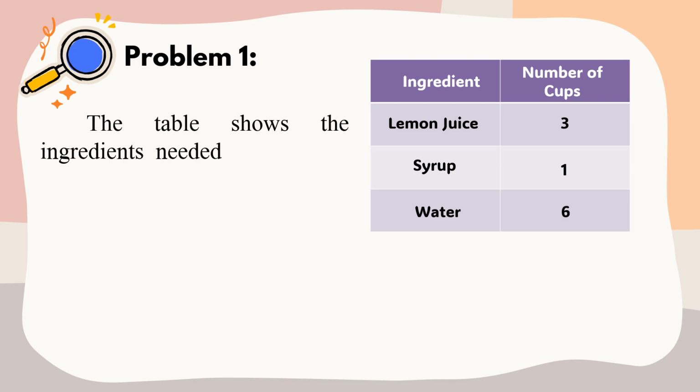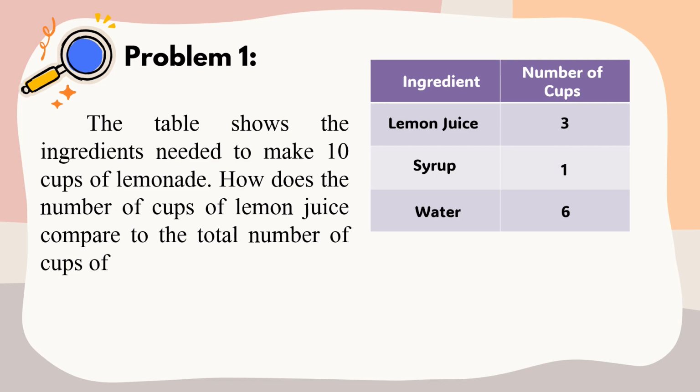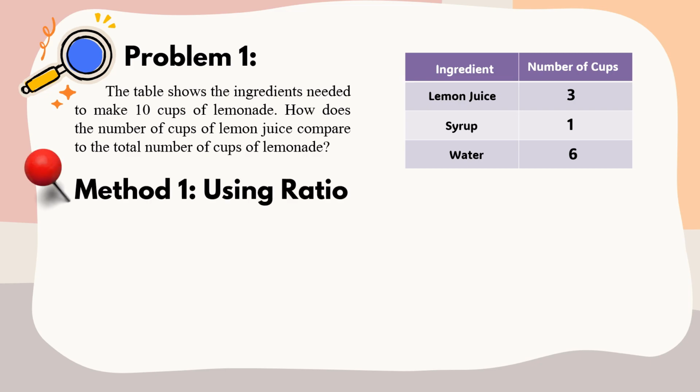The table shows the ingredients needed to make 10 cups of lemonade. How does the number of cups of lemon juice compare to the total number of cups of lemonade? To answer this problem, we can use a ratio. As we know, a ratio is a comparison between two quantities in which for every x units of one quantity, there are y units of another quantity. The phrases "for every" and "for each" are used to define and describe ratios. Take a look at this illustration.